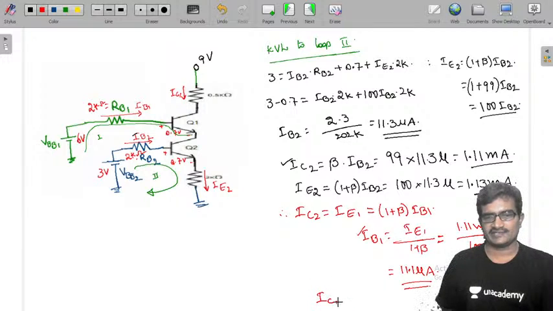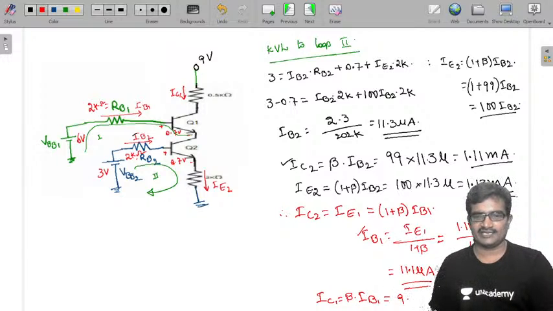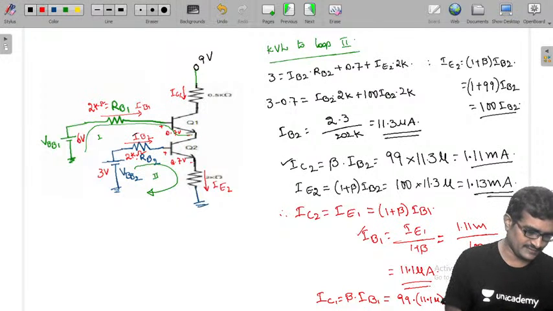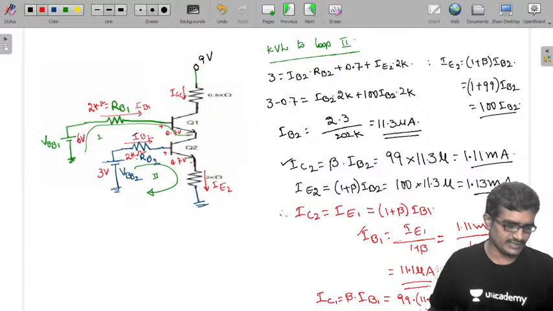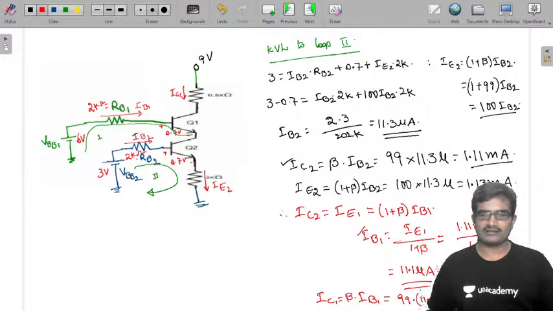Once you know IB1, immediately you go to IC1. Therefore IC1 is beta times IB1. Beta is 99 into IB1, which is 11.1 micro. So 99 into 11.1 is 1.09 milliamperes.